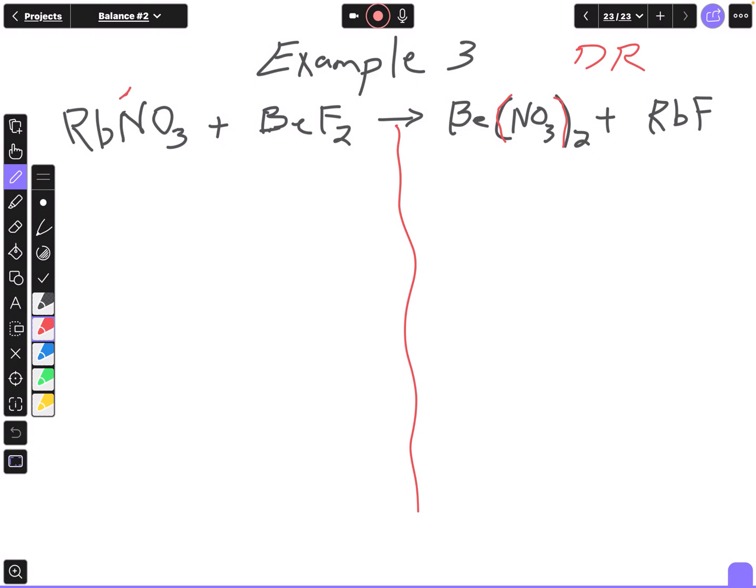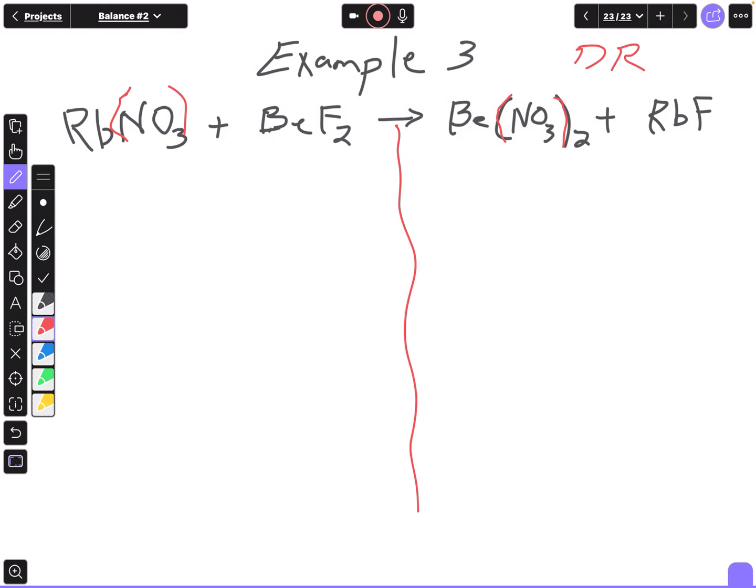On the left, it's NO3. I just got one of those. I think it's more simple. You can break it up into nitrogens and oxygens separately and balance it just fine. But for me, I think it's easier to leave it. And if I recognize it's a polyatomic ion and it looks the same on each side, like it's NO3 on this side, it's NO3 on the right side, then I can just leave it as an ion.